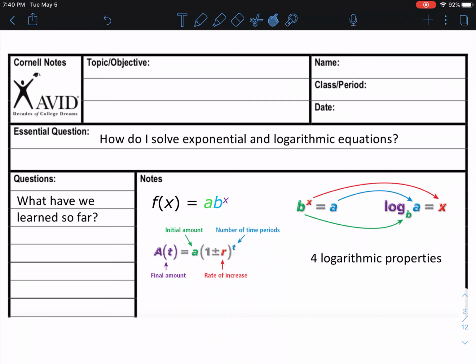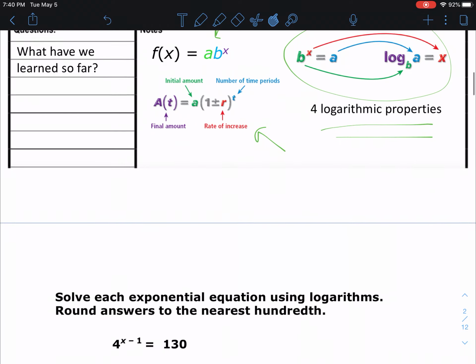We've learned what an exponential function is. That's that, and another form of that, which would be this one. And then we've learned how to convert from exponential form to logarithmic form, which is right here. And then we've learned about 4 different logarithmic properties. So we're going to take these skills and apply them.